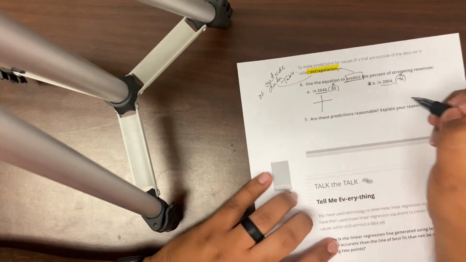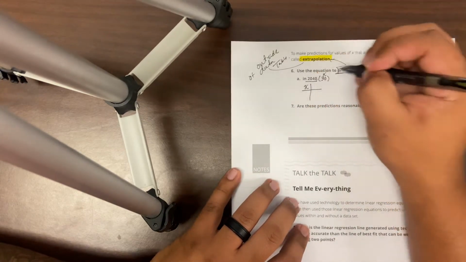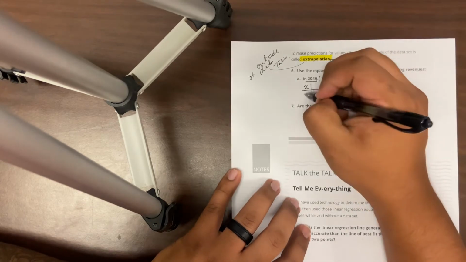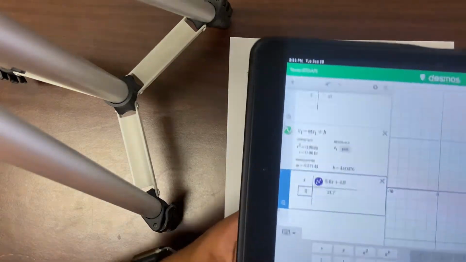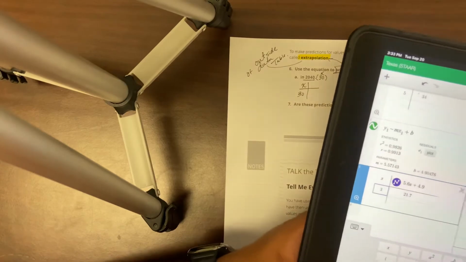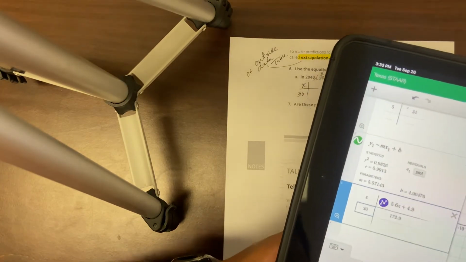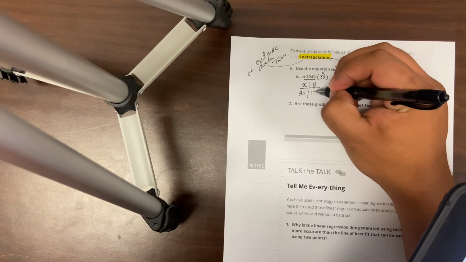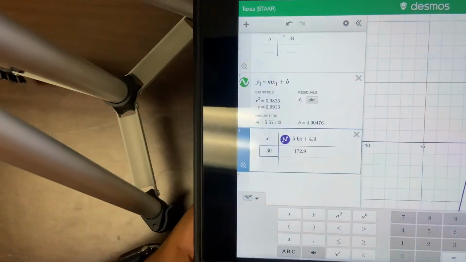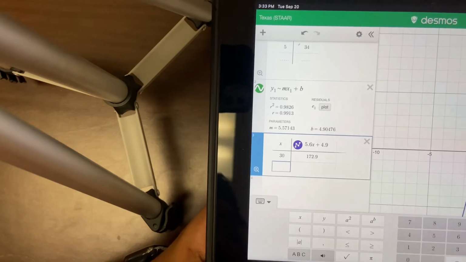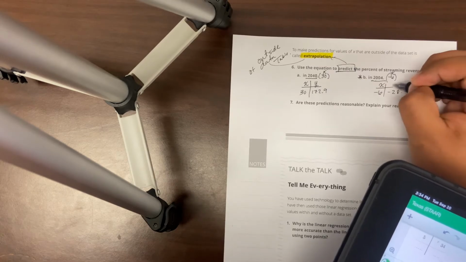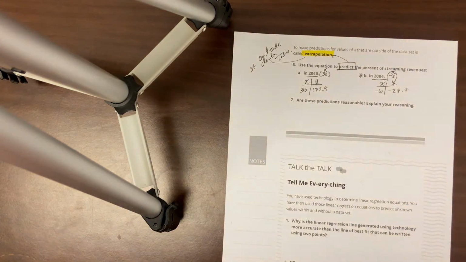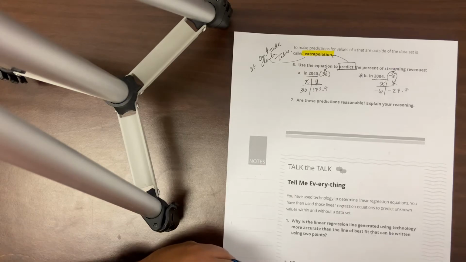This is kind of like what we did last time. We made a table, X, this is 30, this is -6. Now let's see what our data says. So I'm going to put a 30 right there. That says 172.9. My Y is 172.9. Now let's look at the -6. -28.7. Definitely do that. Gives you the extra practice for predictions.